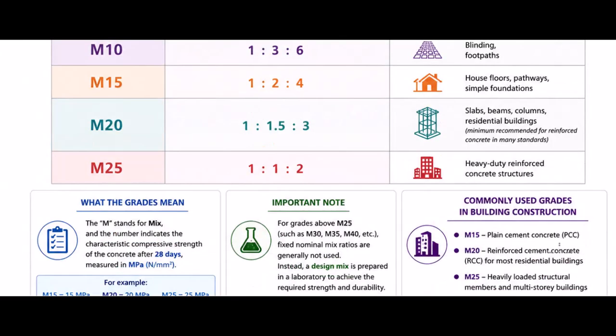For M20, the nominal mix ratio is 1:1.5:3, and it is typically used for slabs, beams, columns, and residential buildings. Minimum recommended for reinforced concrete in many standards.